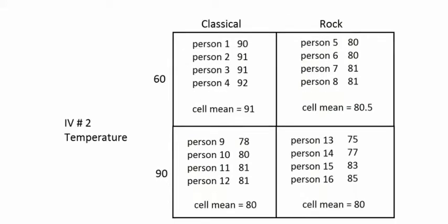But notice how each of the 4 cells is a different group of people. So in this imaginary experiment, the researcher took 16 people, randomly assigned them to 4 separate groups, and then each group went to one specific cell. So it's group 1, group 2, group 3, and group 4. It's 4 separate groups. This is a between subjects factorial design.